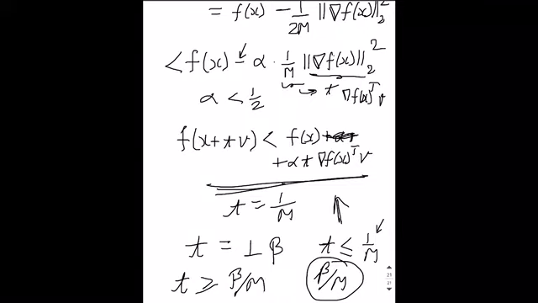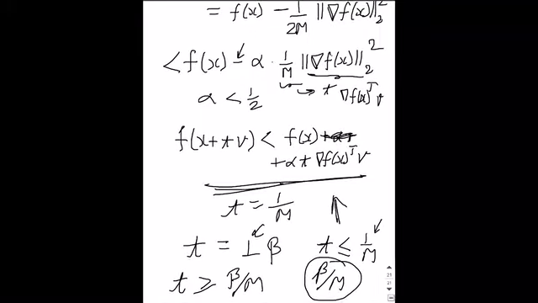But because it starts with 1, what if beta by m is greater than 1? In that case it will give 1. So t is basically greater than or equal to the min of 1 comma beta by m, right? Okay.